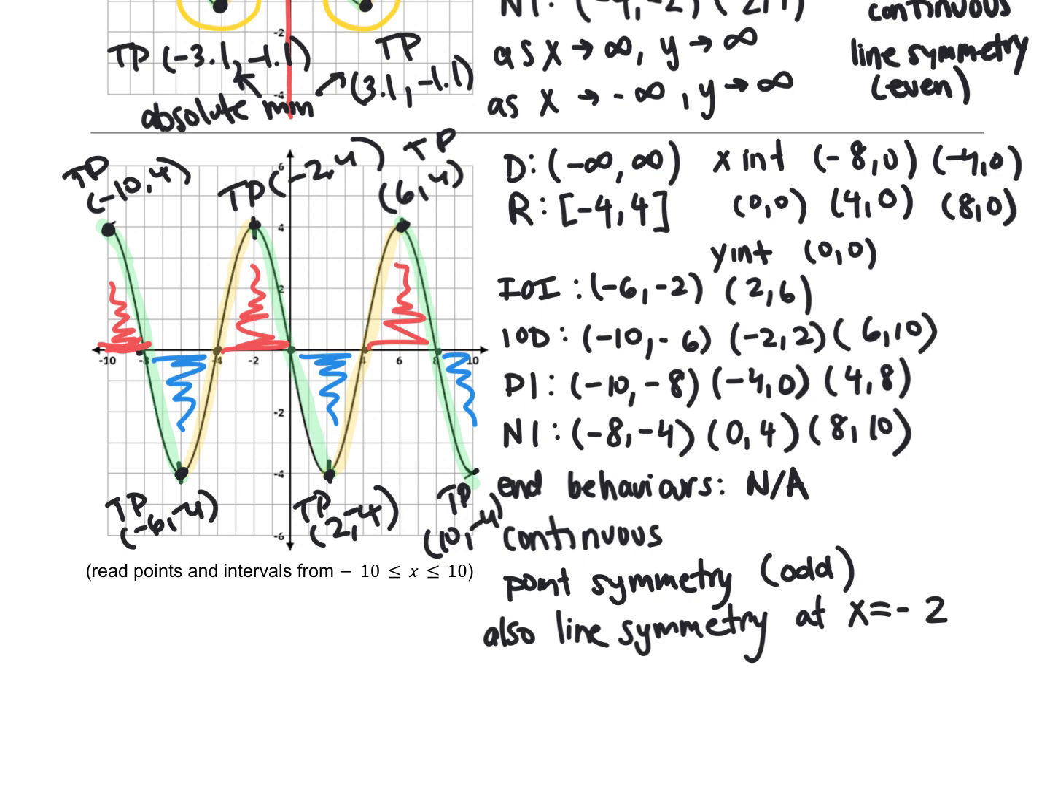All of these are turning points because there is a change of direction for all of them. And these turning points are actually also our absolute max and mins. So our top ones are absolute maximums and our bottom ones are absolute minimums, all three of them. And there we go, all of our properties for various different functions.